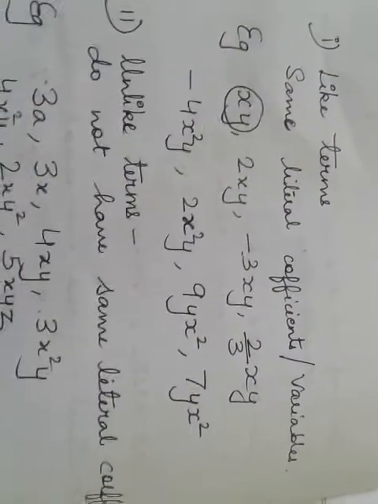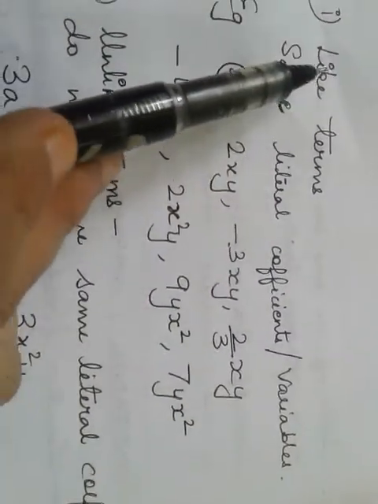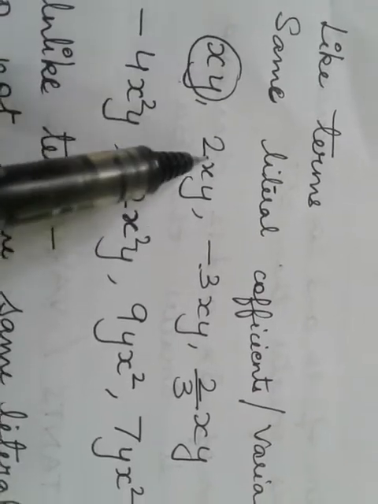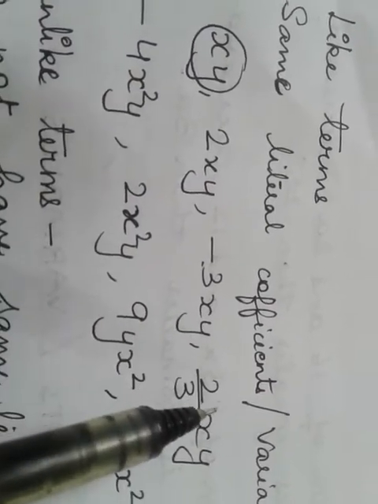So we'll see the types of terms. First is like terms, same literal coefficients or variables. So if you see this example, xy, 2xy, minus 3xy and 2 by 3xy. What is common in this is xy. If we see here, xy, xy, xy and xy. So since xy is common in all, we say that these four terms, this is one term, this is second term, third term, fourth term, these four terms are like terms.